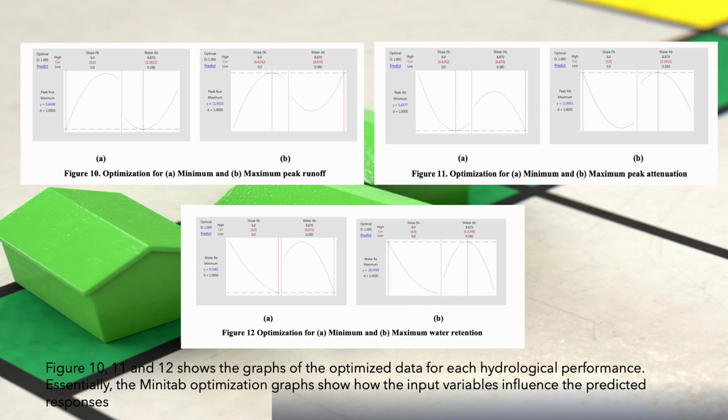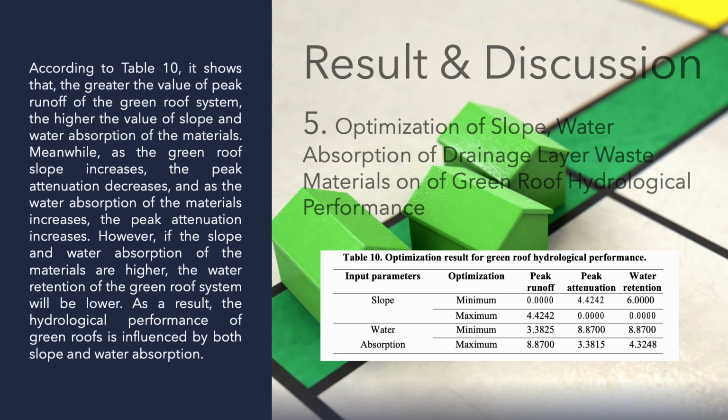Essentially, the Minitab optimization graphs show how the input variables influence the predicted response. According to Table 10, the greater the value of peak runoff, the higher the value of slope and water absorption of the materials. Meanwhile, as the slope increases, the peak attenuation decreases. As the water absorption of the material increases, the peak attenuation increases. However, if the slope and the water absorption of the material are higher, the water retention of the green roof system will be lower. As a result, the hydrological performance of the green roof is influenced by both slope and water absorption.